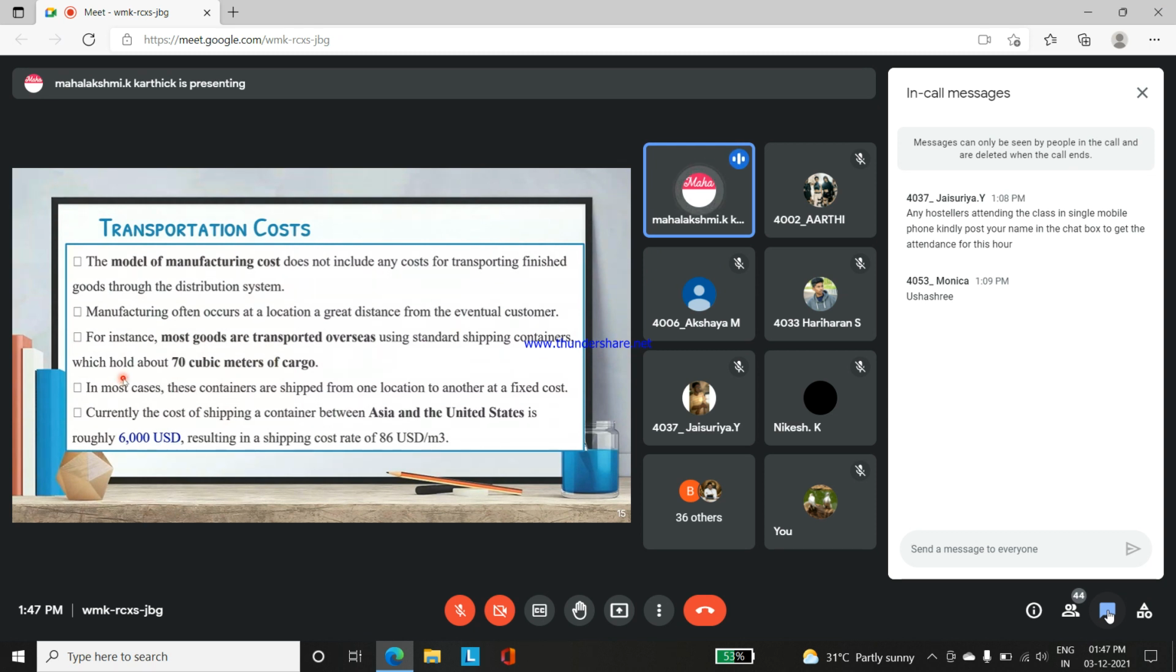Just imagine, we have seen in many movies that the fight scenes mostly happen in those cargos. Lots of containers, mostly in the harbor or even on a train, you see a large set of goods being transported. Overseas mostly it is happening. So what you have to understand is that a container holds about 70 cubic meters of cargo.